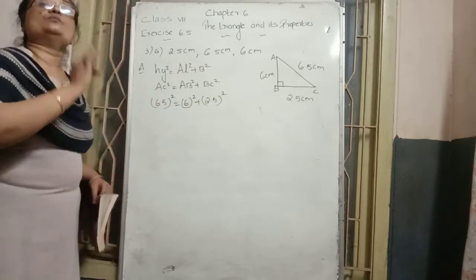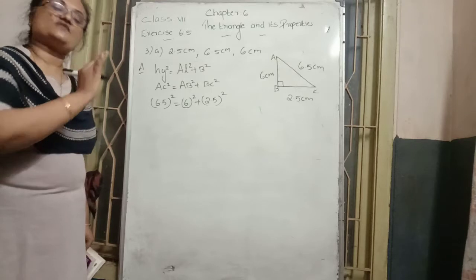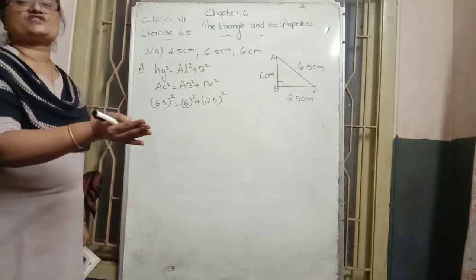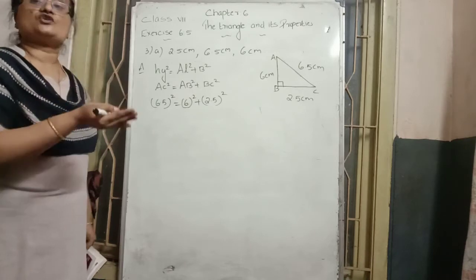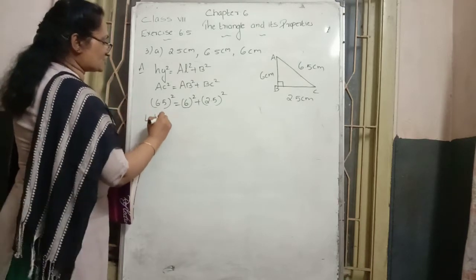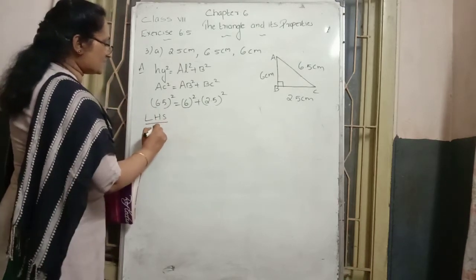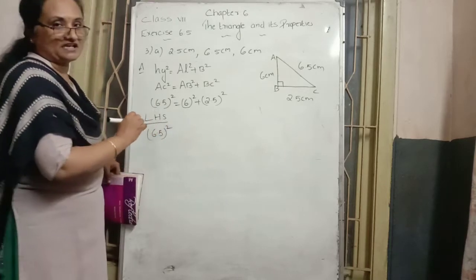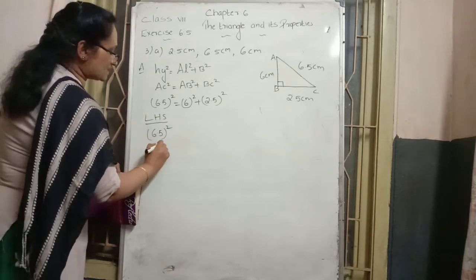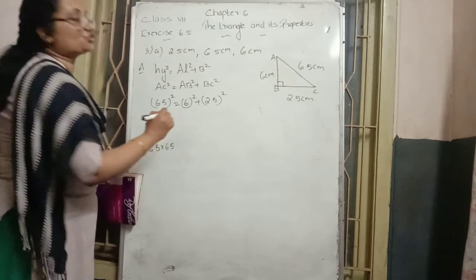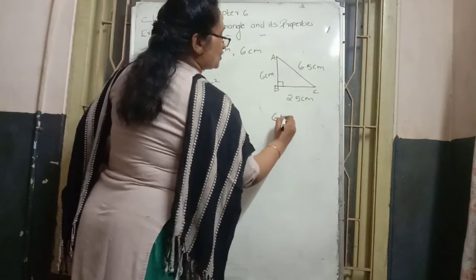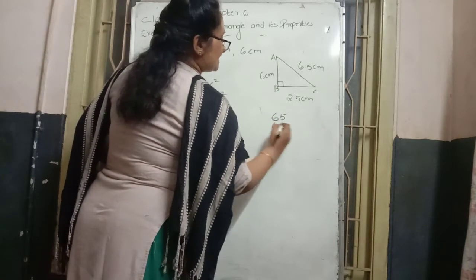Here we want to prove it. That's why on the left side we want to prove it, and on the right side we also find the solution, and check whether both answers are the same or not. First, let us take the LHS part. On the LHS, 6.5 the whole square is given. That means 6.5 is multiplied by itself, 2 times, right-hand multiplication.